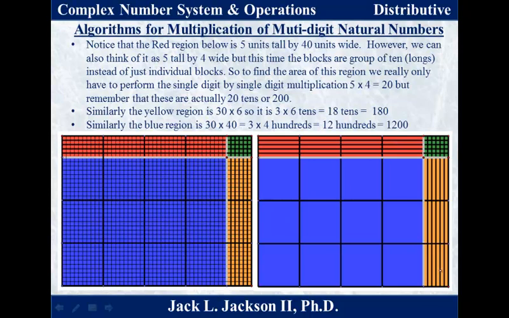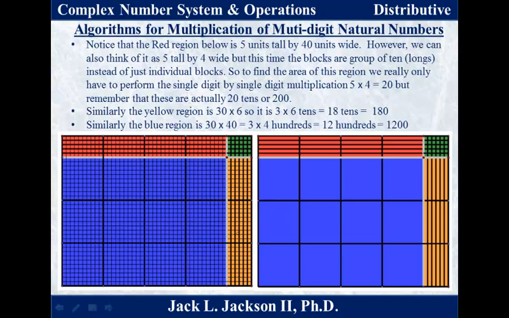Similarly, the orange here is naturally vertical longs rather than horizontal longs like the red one. And we see that it's naturally just 3 longs tall and 6 units wide. Right? So it's 3 times 6 is all we have to do, which is 18. We only have to do a single-digit multiplication, 3 times 6, which is 18, but 18 what? 18 longs or groups of 10. So 18 tens are 180.